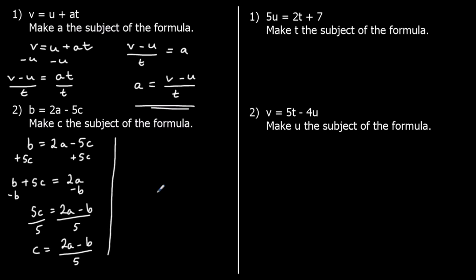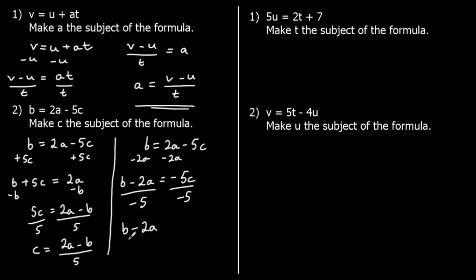I could have also done it differently. I could have said I want c by itself, so let's get rid of this 2a first. So it's a positive 2a, so take 2a away from both sides, which would have given b minus 2a equals a negative 5c. And then to get negative 5 away from c, at the moment they're multiplied, so the opposite of multiplication is division. Divide both sides by negative 5. So that would be b minus 2a over negative 5 equals c.